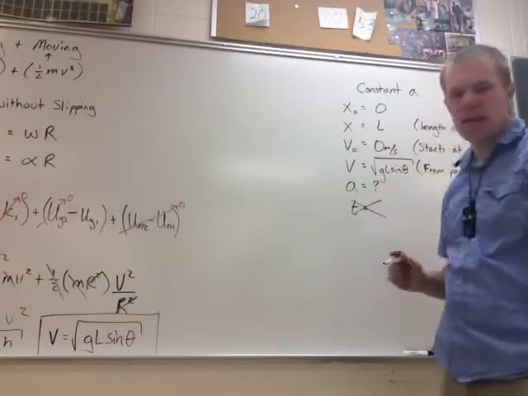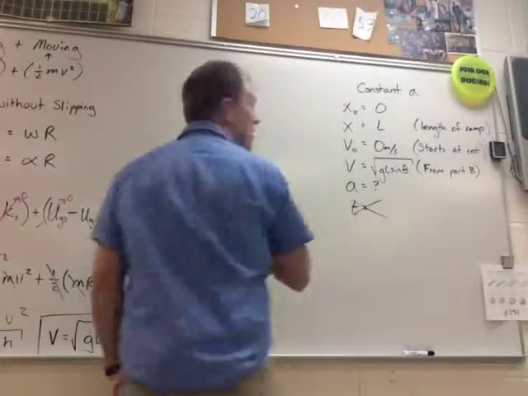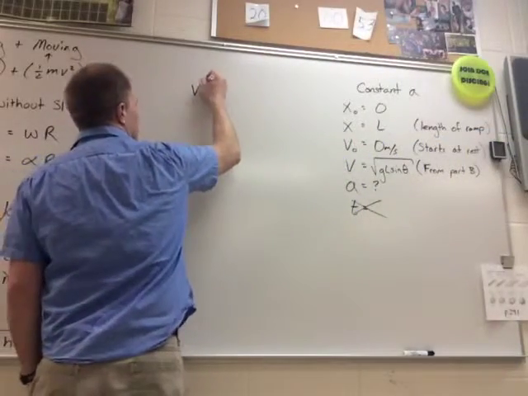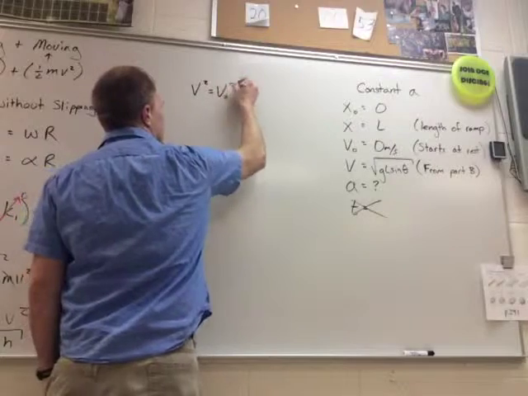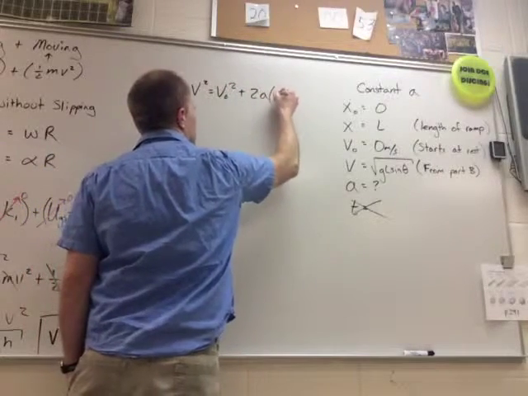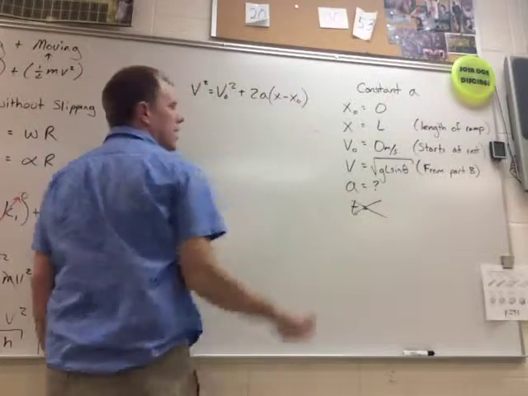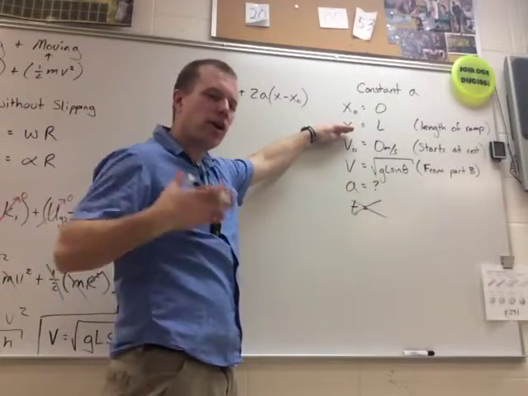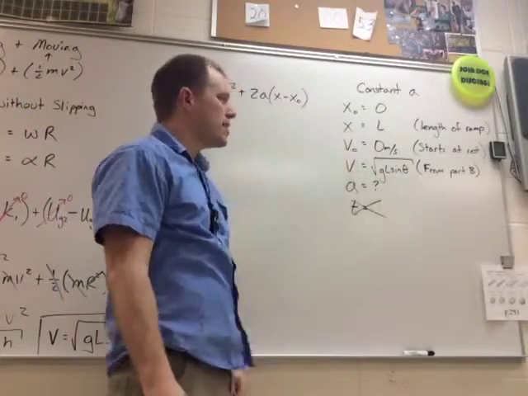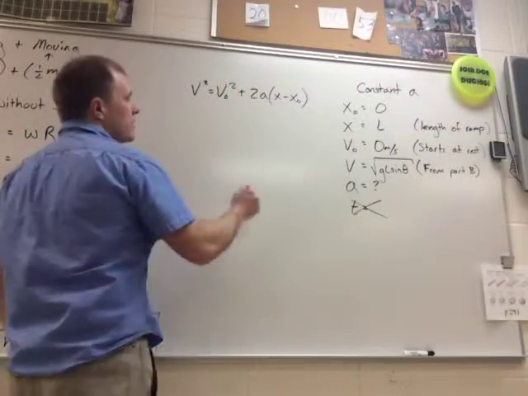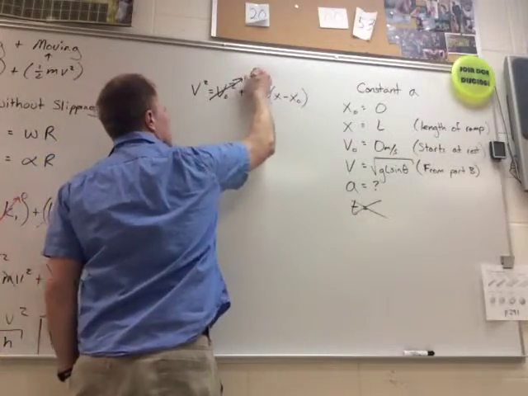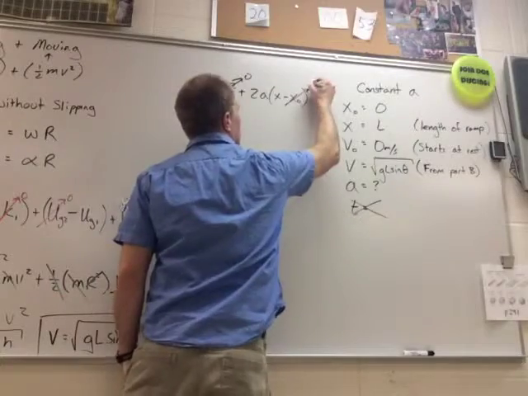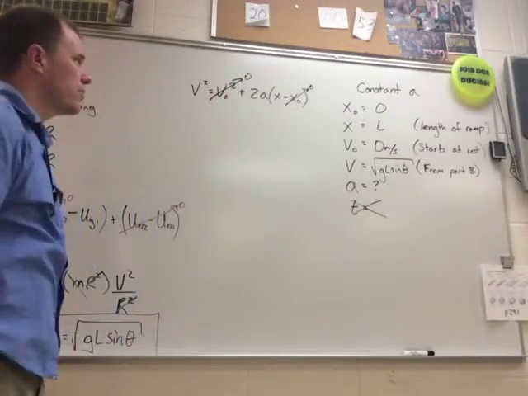We don't really care about time, so we'll pick an equation without time. That will be equation number 1. So we have V squared equals V naught squared plus 2A times X minus X naught. And X is going to be L, the distance it's gone down the ramp. It starts at rest, so V naught is 0. Let's cross anything out that's 0.